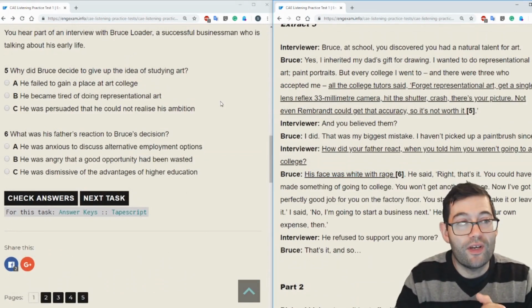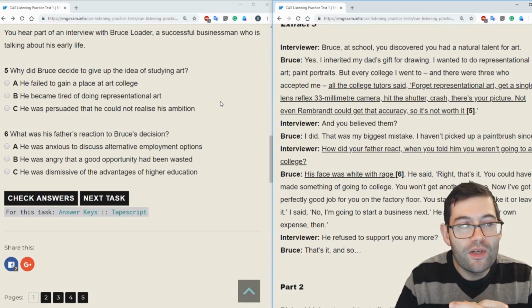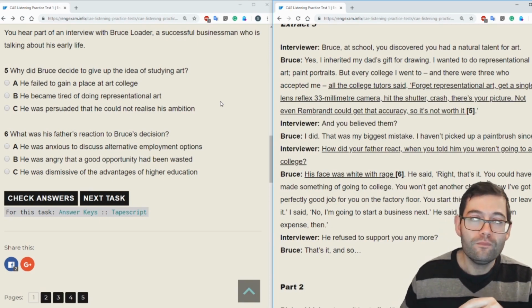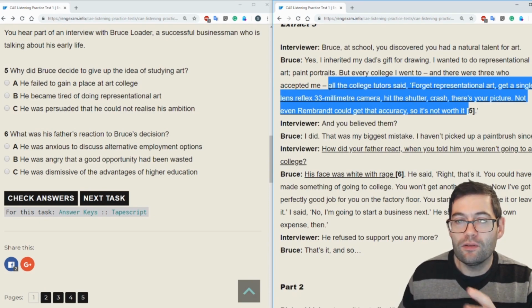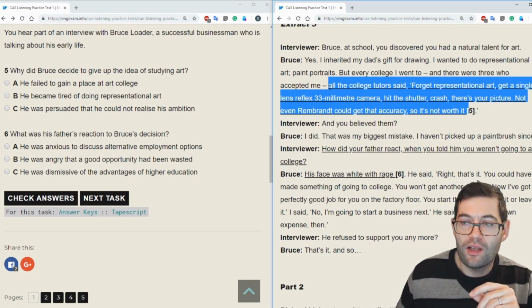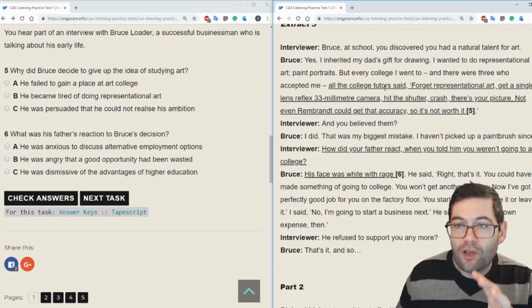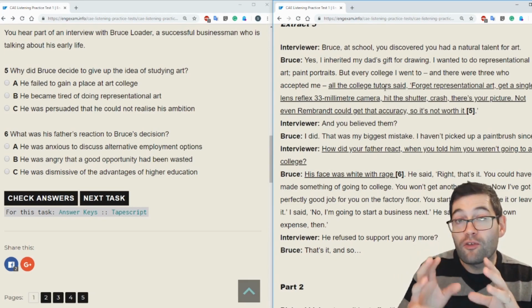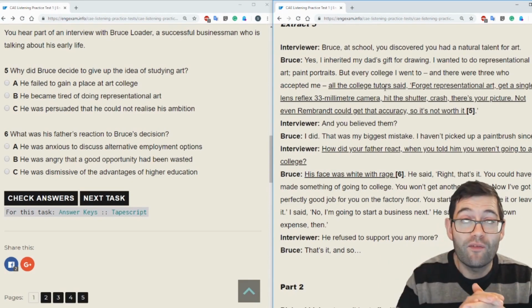And lastly, for extract 3, you hear part of an interview with Bruce Loader, a successful businessman who's talking about his early life. First question is, why did Bruce decide to give up the idea of studying art? As we can see in the listening text, the answer is highlighted. All the college tutors said, forget representational art. So, in other words, all of the college tutors are saying, don't do what you want to do, do something instead. In other words, get a camera and start taking photographs.